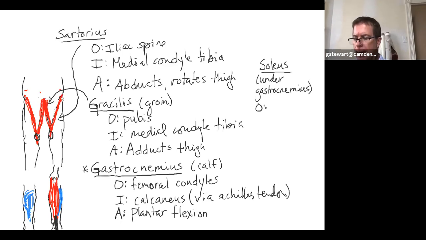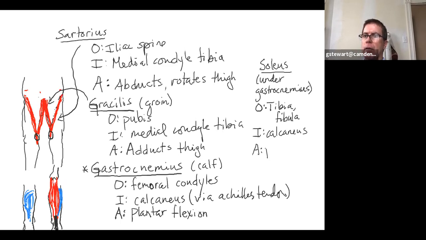So the origins for the soleus are really not all the way up on the femur, it's the top of the tibia and fibula, the proximal end. So the origins for the soleus are different than the gastrocnemius, but the insertion is exactly the same. It's the calcaneus. And the action is exactly the same. It contributes to plantar flexion as well. Last muscle of the day, and then we're finished, is the tibialis anterior.